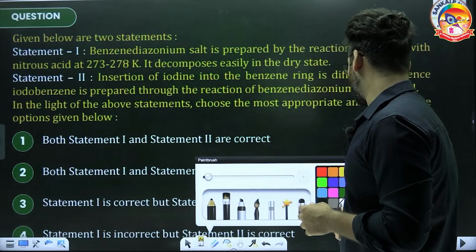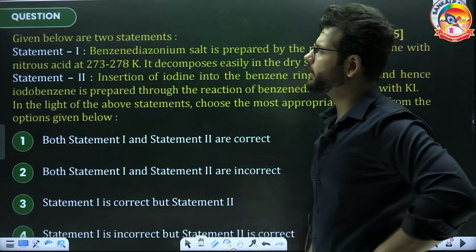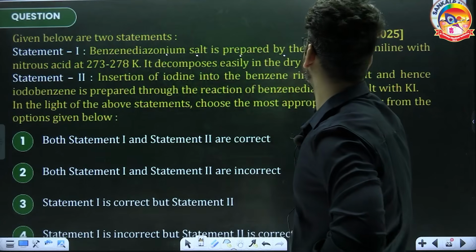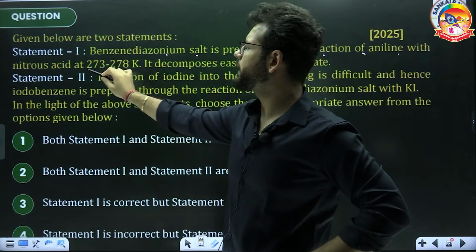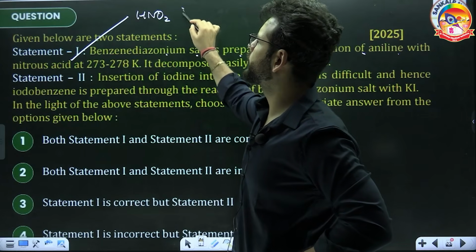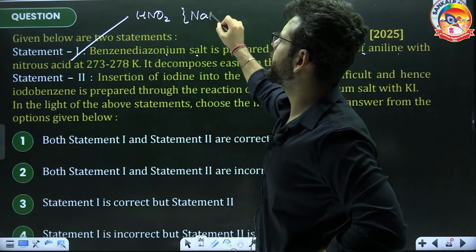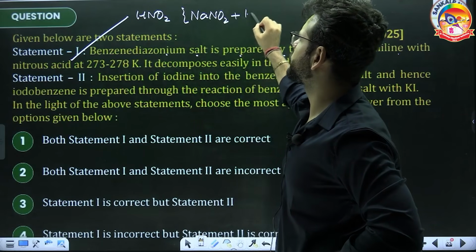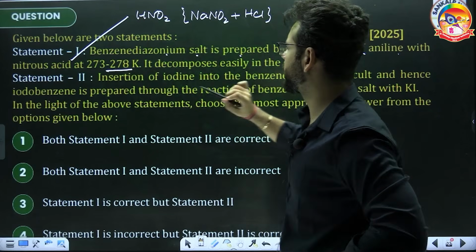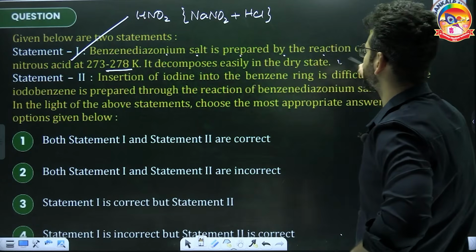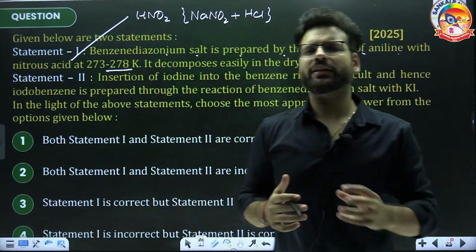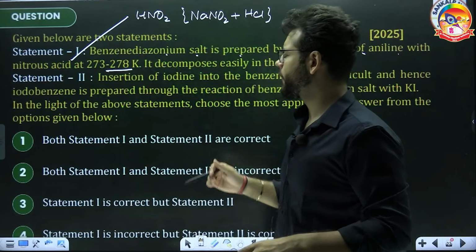Now we are into the aniline and amines chapter. Benzene diazonium salt is prepared by the reaction of aniline with nitrous acid, HNO2. HNO2 is unstable, so we prepare it in situ by taking sodium nitrite in the presence of HCl at 0 to 5 degrees Celsius. It's absolutely correct. It decomposes easily in the dry state. Absolutely correct. Diazonium salts are very unstable, only stable at 0 to 5 degrees Celsius.